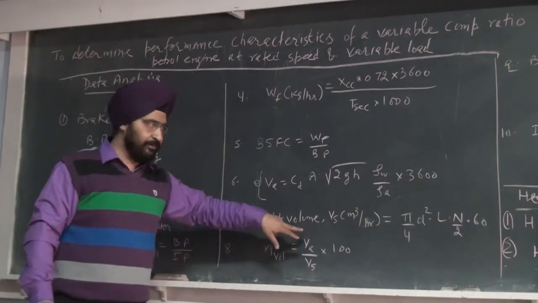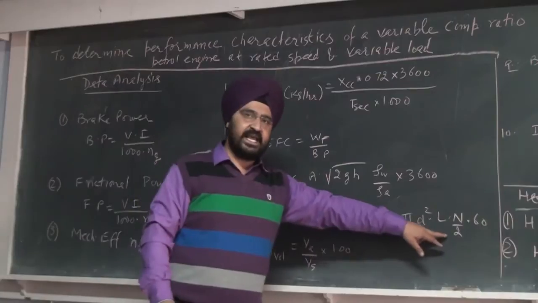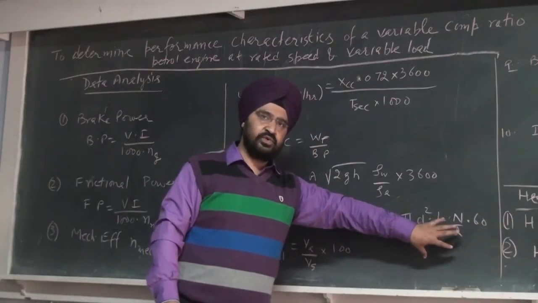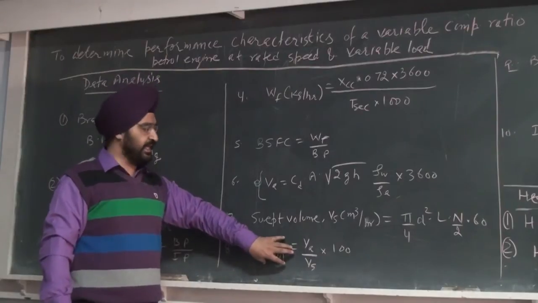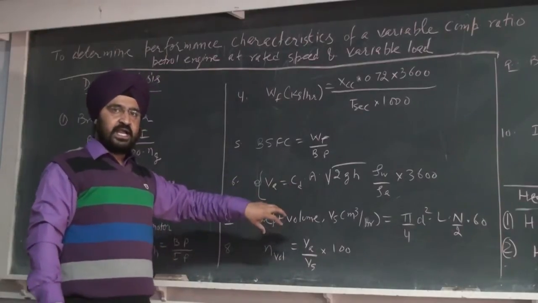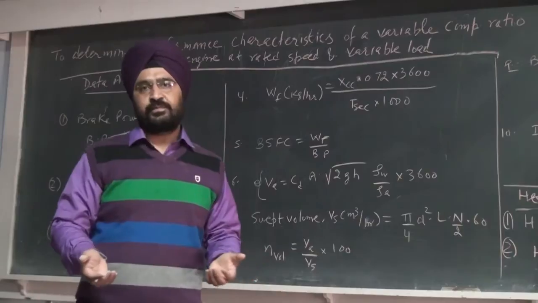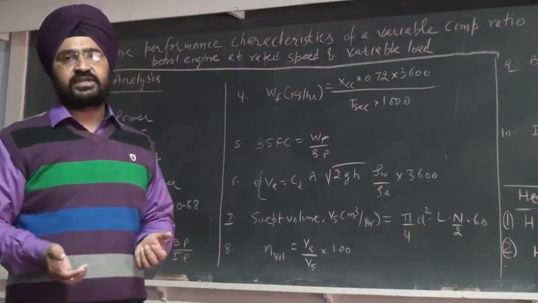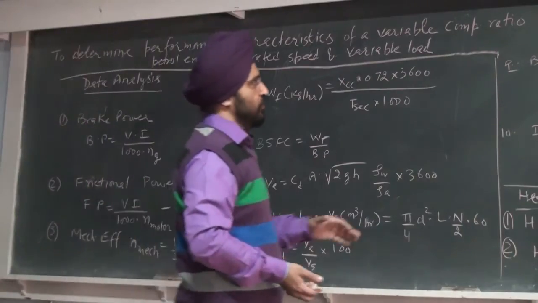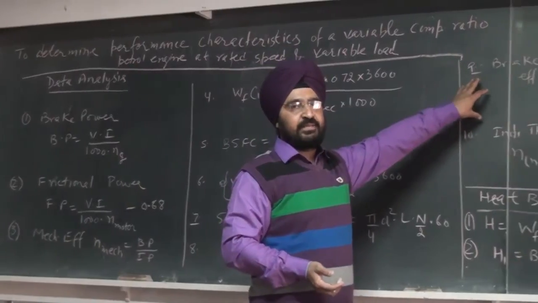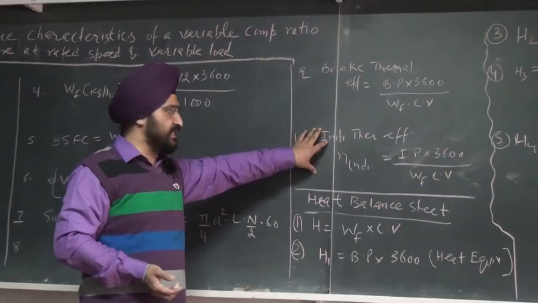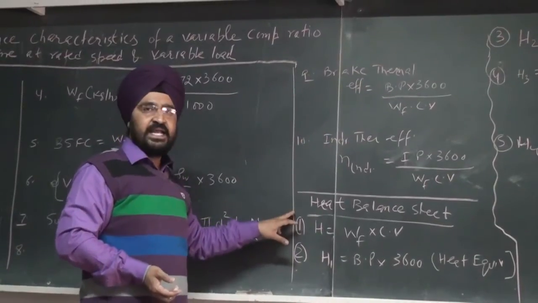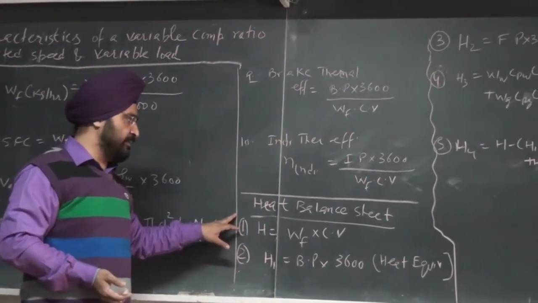You will have a swept volume, pi by 4 d square L N by 260, that you need to calculate. Then you can calculate the volumetric efficiency, based on the air consumed and the swept volume, what will be the volumetric efficiency of the engine. Finally you can calculate the brake thermal efficiency, the indicated thermal efficiency, and you can make the heat balancing. So what is a heat balancing?